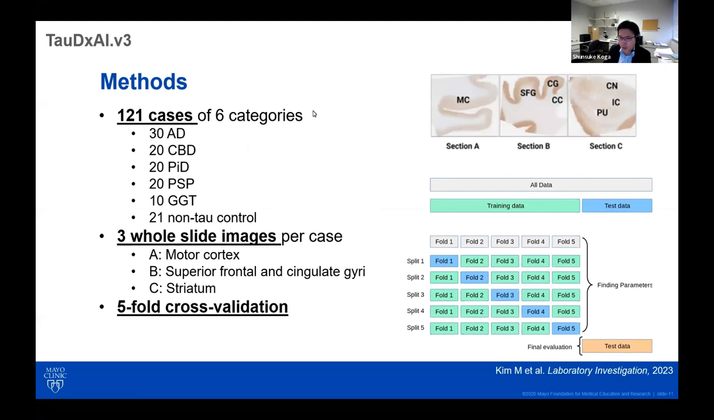As shown here, we obtained three sections from each case, which were processed for tau immunohistochemistry and subsequently scanned to generate digital whole slide images. Section A includes motor cortex. Section B includes superior frontal gyrus and cingulate gyrus. And section C includes caudate nucleus and putamen. All tissues were split into small tiles, and all tiles were labeled as one diagnosis.